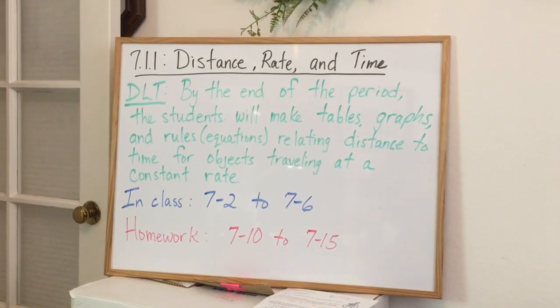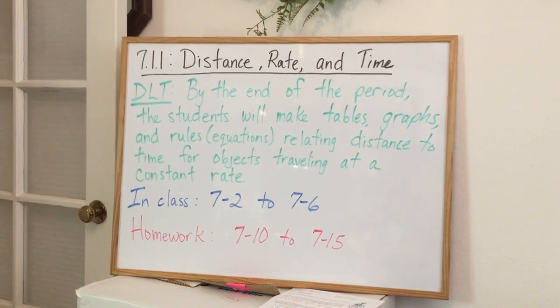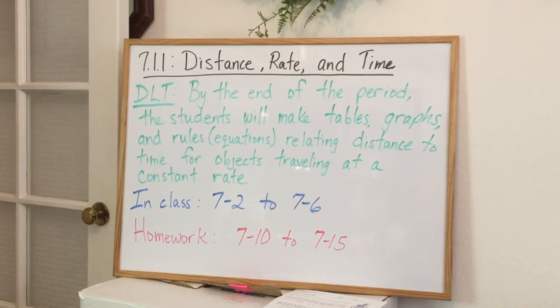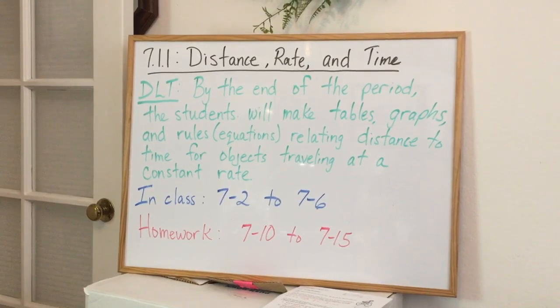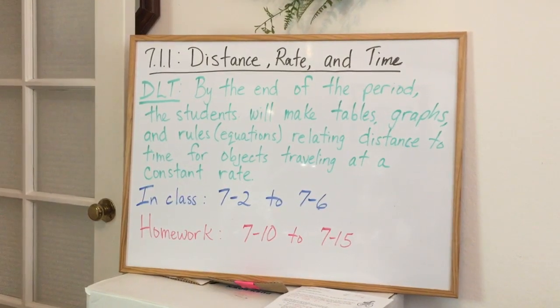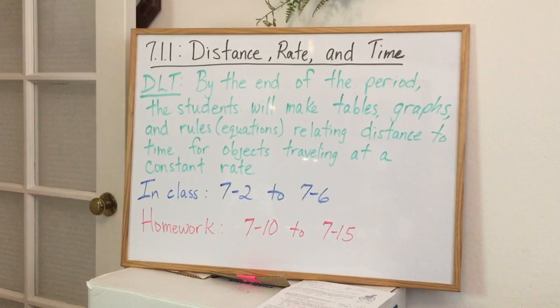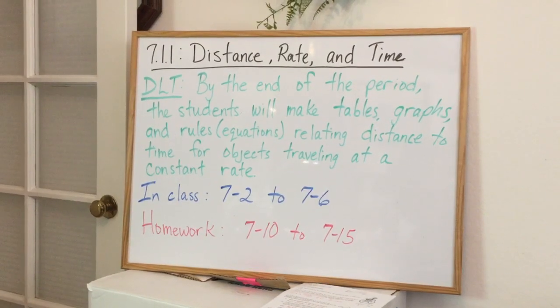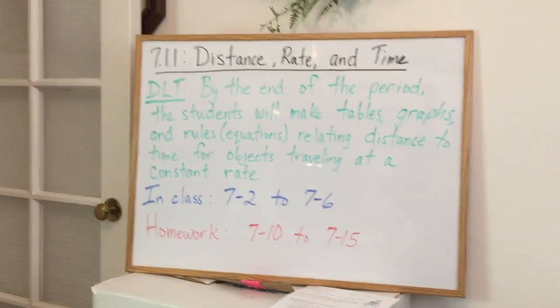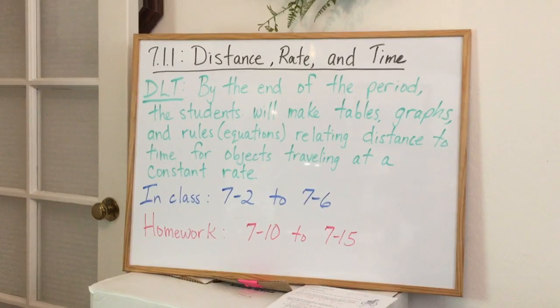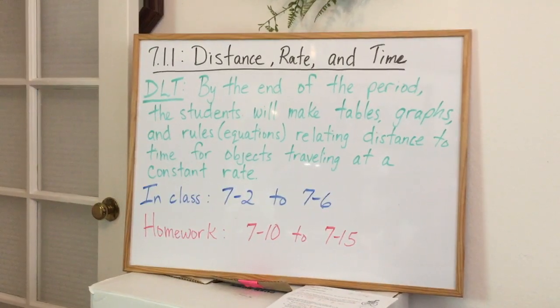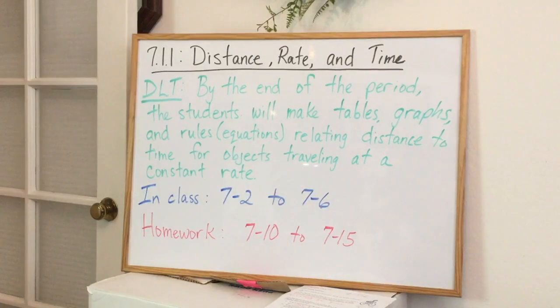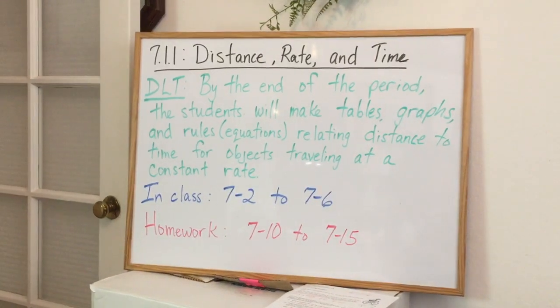Lesson 717, Distance, Rate, and Time. Today's DLT. By the end of the period, the students will make tables, graphs, and rules, which are equations, relating distance to time for objects traveling at a constant rate. The in-class video you're about to watch covers questions 7-2 to 7-6. The homework for tonight is 7-10 to 7-15.